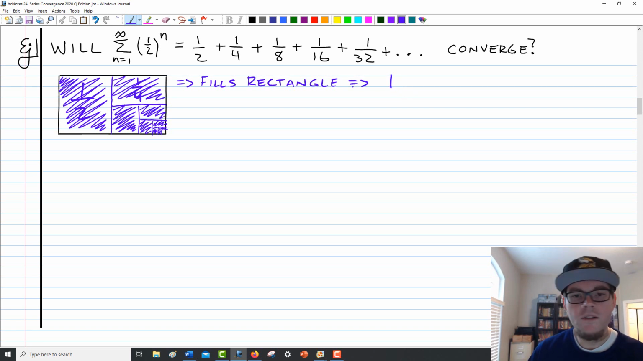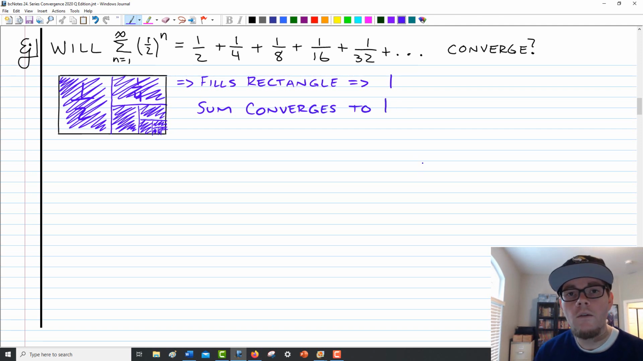So in a sense, I would say that this suggests that the sum of this series converges. And I'll say even more that it seems like it converges to the value 1. We're slowly filling up that entire rectangle as we go.